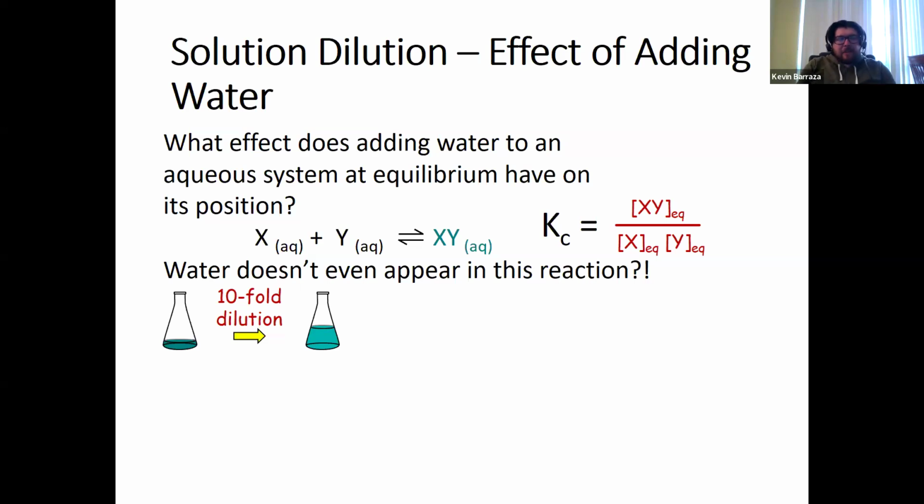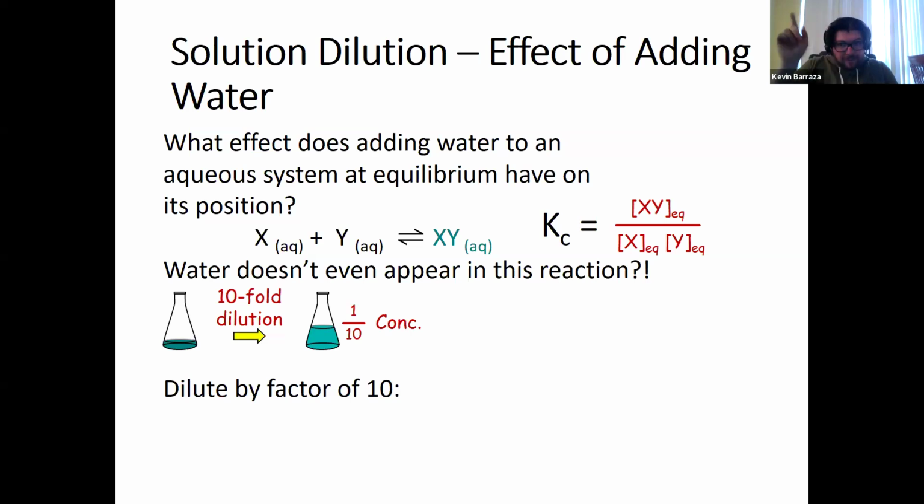So let's have that in the back of our minds as we think about what water is going to do. Let's say we added enough water to do a 10-fold dilution. That means we're going to have 1/10 of the concentration. Now this seems odd. Water doesn't appear in the reaction, but water affects the concentrations of everything that is dissolved in that solution. So even though water isn't in the equilibrium reaction, it does have an effect because water is a solvent.